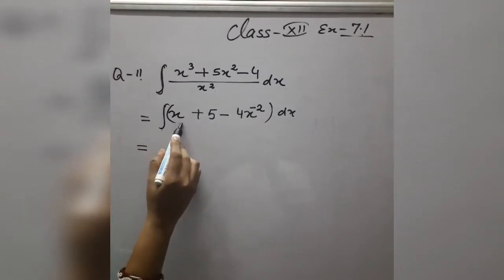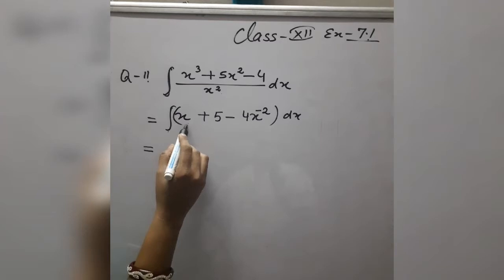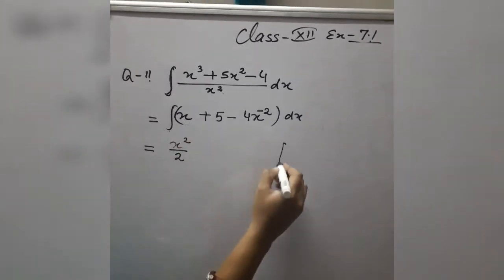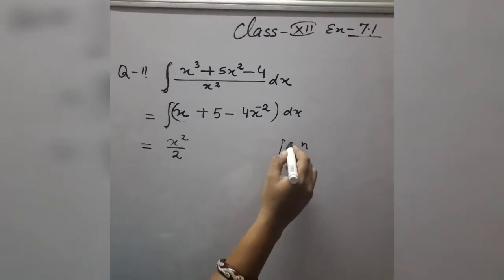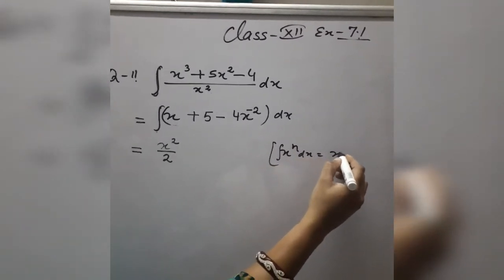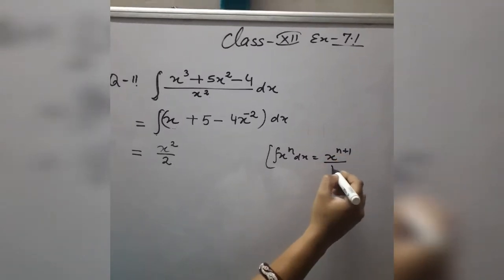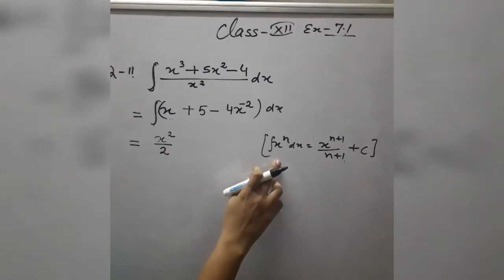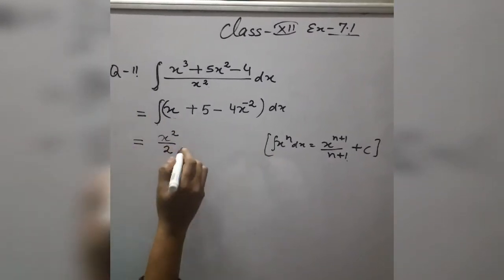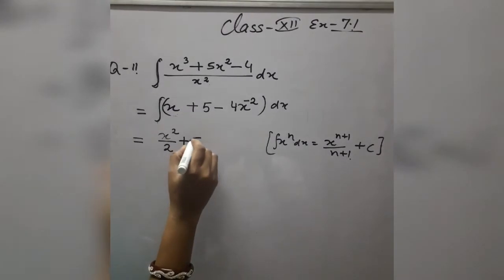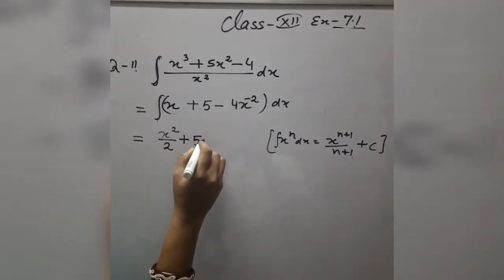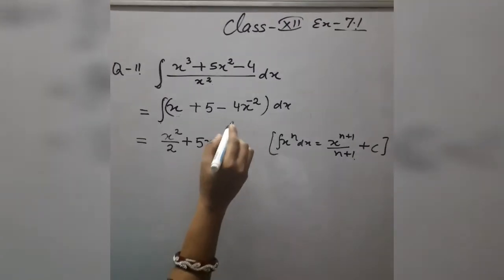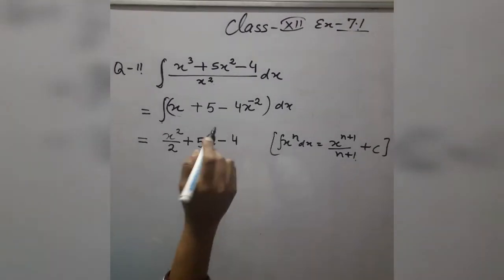Firstly, integration of the first term with respect to x. Integration of x is x square divided by 2. I am telling you again, this formula is used here: integration of x raised to power n is x raised to power n plus 1 divided by n plus 1, plus integration constant c. By using this formula you can integrate x. Now 5 is a constant term, so the integration of 5 is 5x. Minus 4, this constant term, remains as it is.